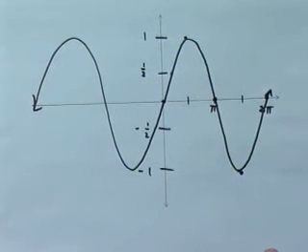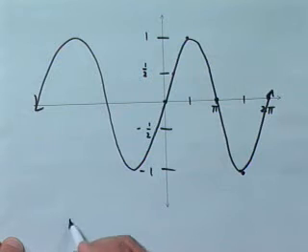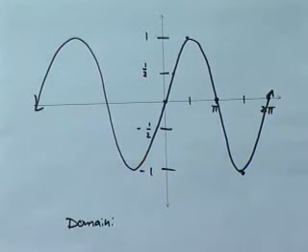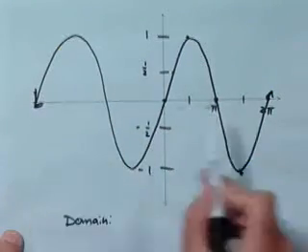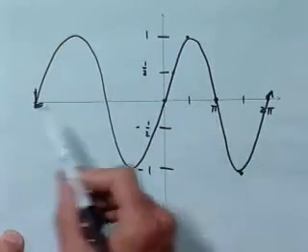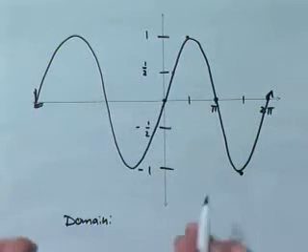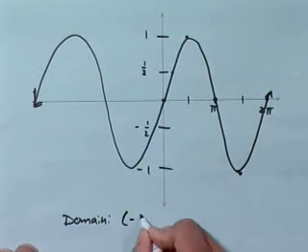Now, let's take a look at this graph. Let's see if we can figure out the domain of the sine graph. Now, notice we have the arrows. They're going to go on forever. So there's no restriction on the x values. The x values are going to go from -infinity to infinity.